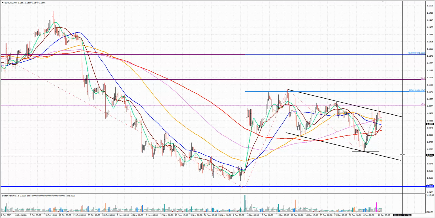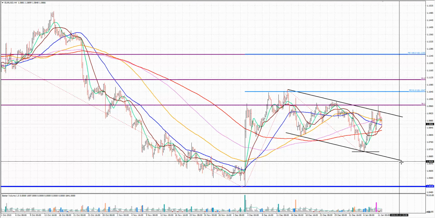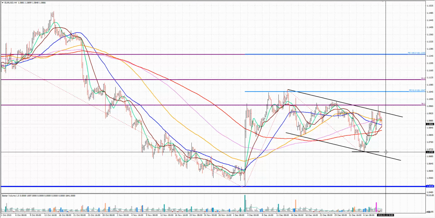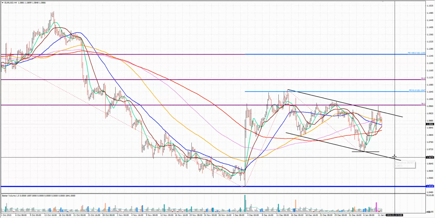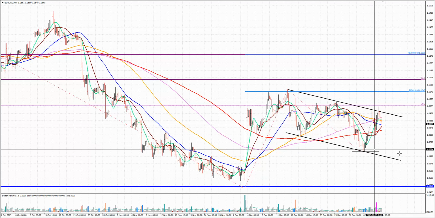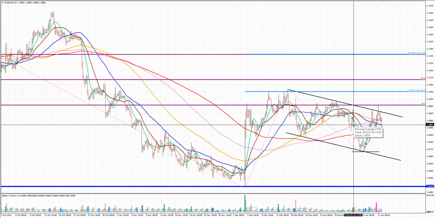From the other side, if the price goes lower, we may see a retest of this 1.0700 area, and maybe test this one. But again, according to the situation on the European indexes, the euro is not expected to go higher, because again the indexes are going lower.